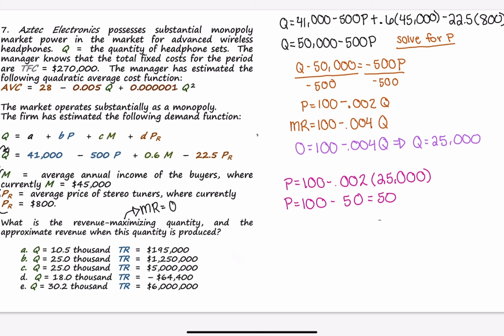So that's our price. So then our total revenue is price times quantity, which is 50 times 25,000, which is 1,250,000. Which means that our answer is B.